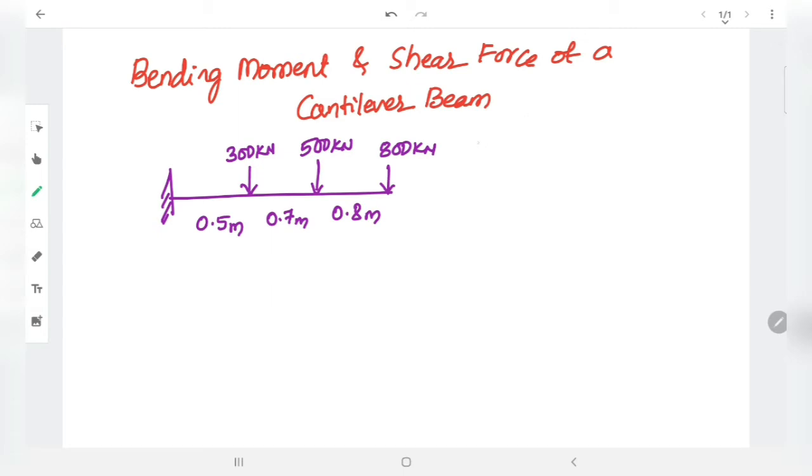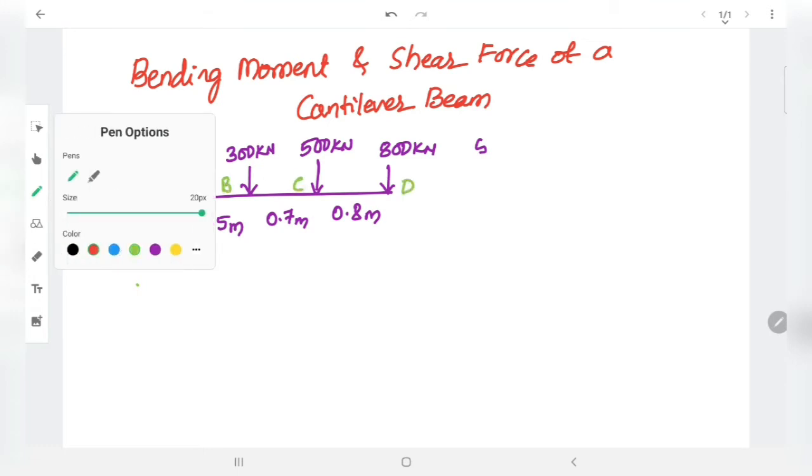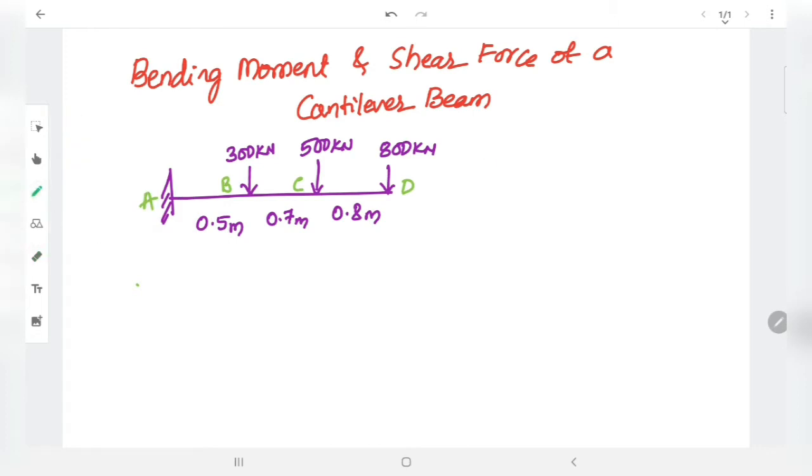Okay, here the shear force. I need to write the notations. So A, B, C and D, 4 points are there. So here first I will be finding the shear force of this beam. That is, I need to draw the shear force diagram.